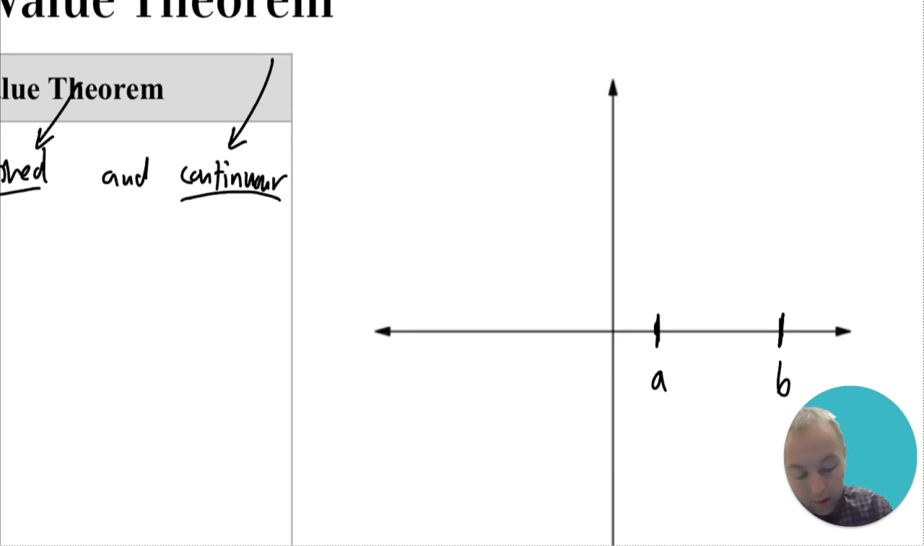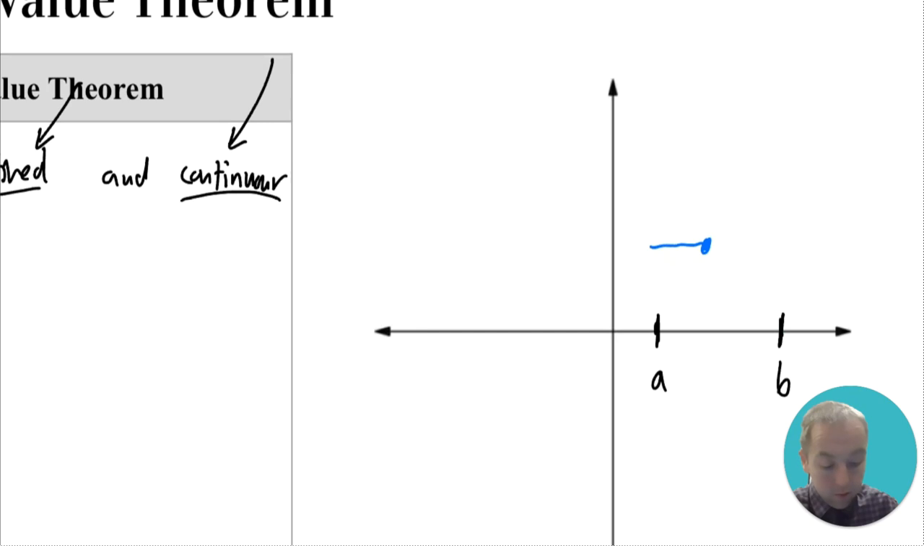So you might have a function where it goes like this, and then entirely on A to B, it would be defined because every x is going to a y value on that interval. But it's not continuous because you can see that the pieces are not connected, right? So we need both aspects.